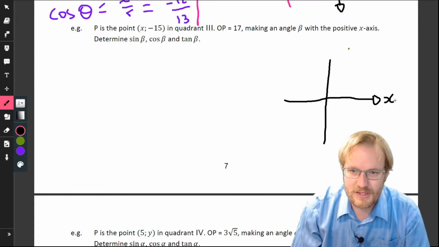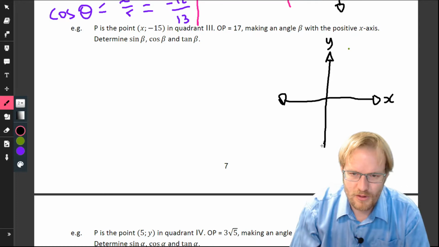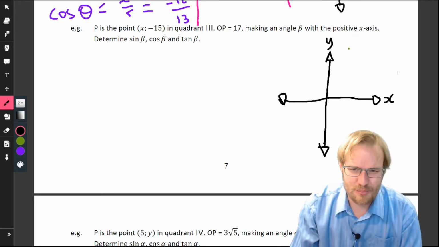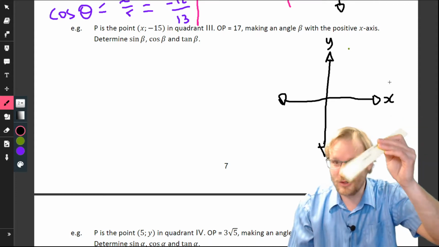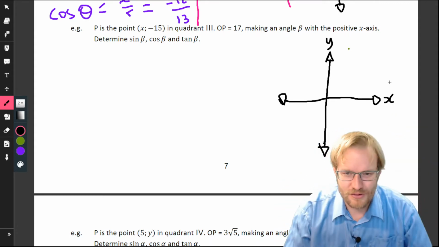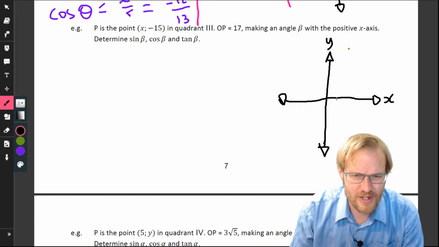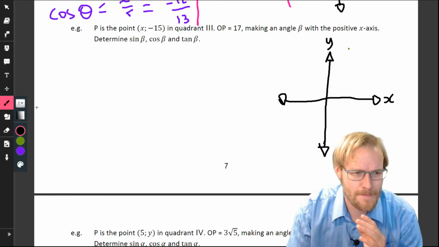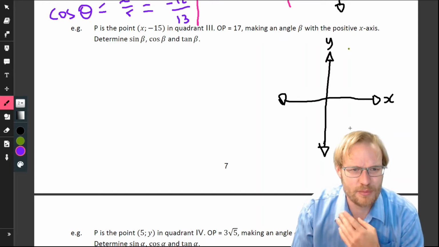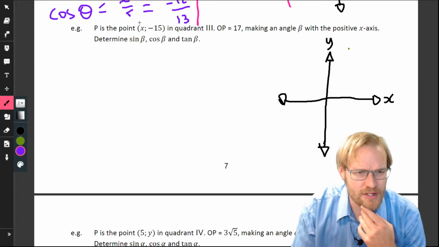So we got this x, y, Cartesian plane. This Cartesian plane that you scribble is never going to have to be perfectly accurate. Probably would be worthwhile just drawing it with my invisible ruler here, but it's a vague scribble. Okay. P is the point x, negative 15. Okay, so we know it's down here, but is x negative or positive? We don't know yet. From this part, we don't know yet.